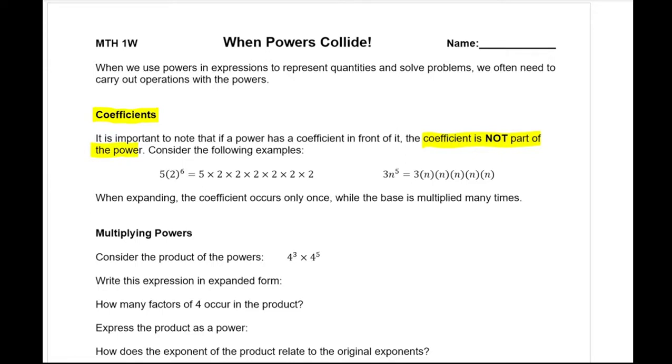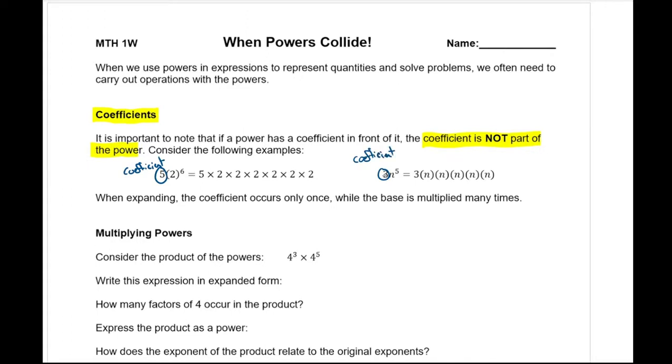If we look at the two examples here, we have 5 times 2 to the power of 6. This 5 here is our coefficient. And we can see that when we expand it, that 5 is not included in the power. Only the 2 is, because that exponent is only attached to the brackets, which includes that 2 and not the 5. We can see in the other example that the 3 is our coefficient.